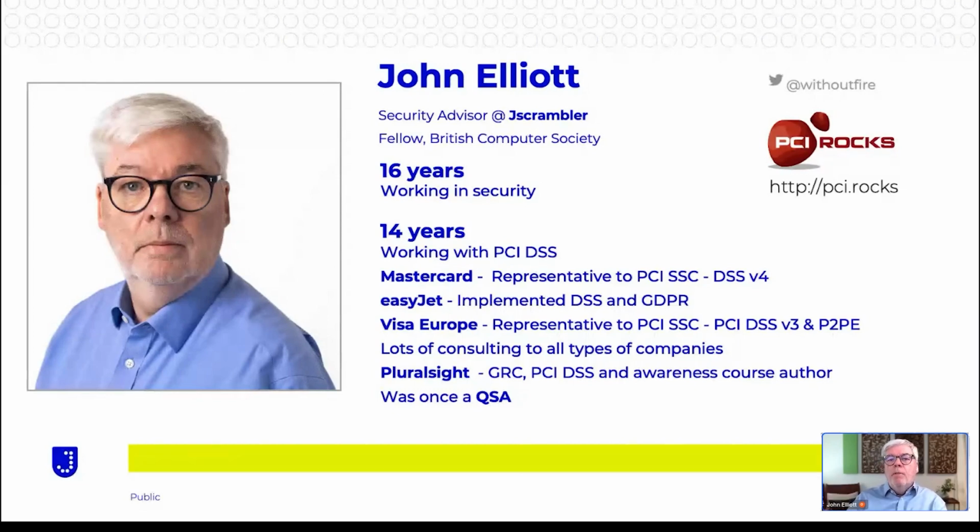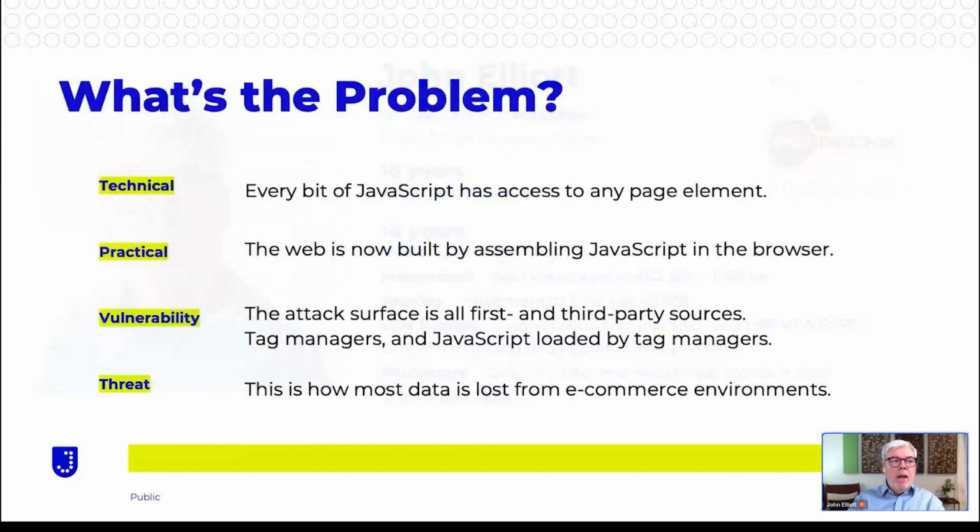So I want to follow on from Pedro's presentation and really talk about what the problem is. As Pedro has demonstrated quite nicely, any piece of JavaScript running on the page can do anything to the page. So that's the technical problem we have at the moment. Practically the entire internet now is built by assembling JavaScript in real time in people's browsers. The vulnerability we have is that the attack surface, of course, is all first and third party scripts. If I want to get my malicious JavaScript code, my skimming code, the thing I need to do is get it into some other JavaScript that's already been loaded in the page.